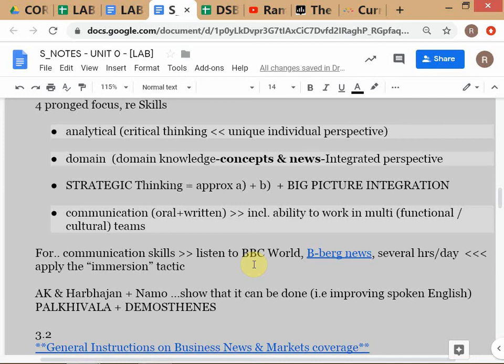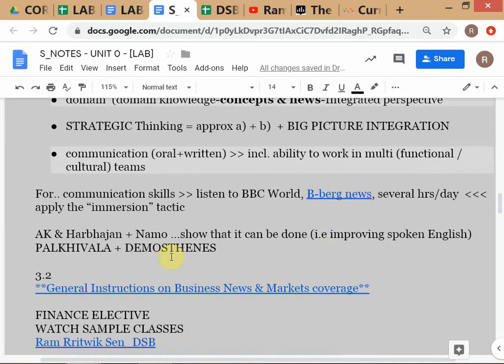Very good job opportunities, highly technically qualified student, but the recruiter told me that his communication skills are so poor, how are we going to hire him? So oral communication is most important. I've given you tips on what you should do, how you can improve your English. It's not rocket science, okay? Many people have done it.